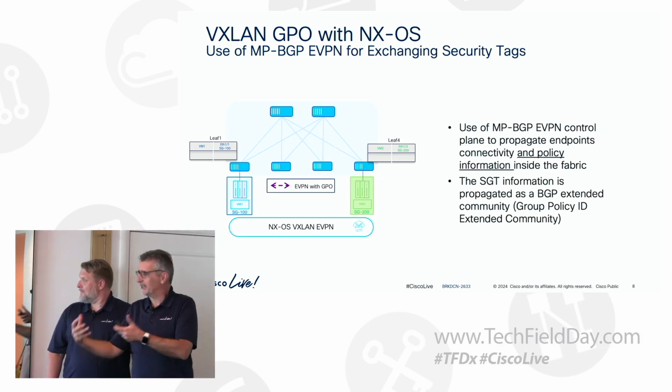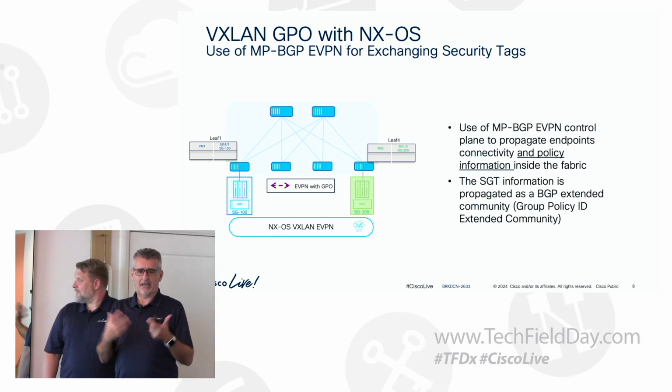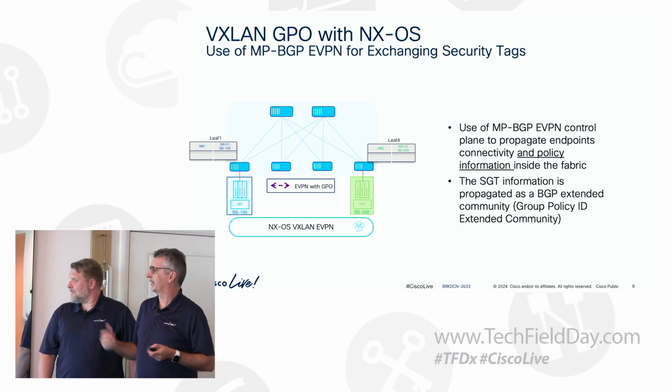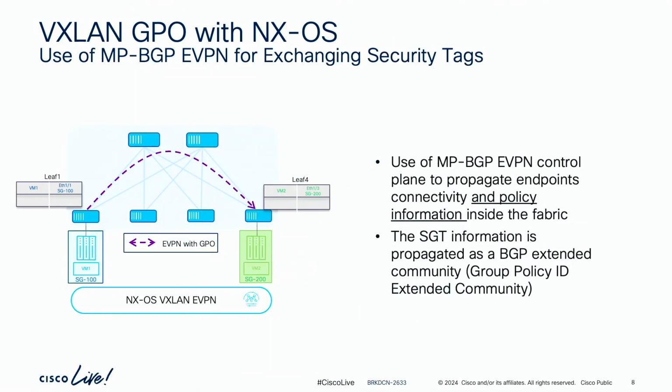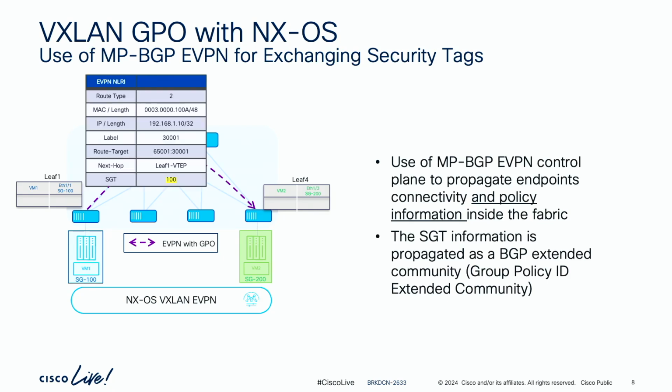We are leveraging the control plane that is already available in a VXLAN EVPN fabric, which is MP-BGP VPN. When an endpoint is learned as directly connected to a leaf, a control plane message, an EVPN type 2, or an EVPN type 5 if it's an external prefix, is going to be propagated inside the fabric, and it carries an additional extended community, called the Group Policy ID extended community, that gives me the information of which group that specific endpoint belongs to, right?